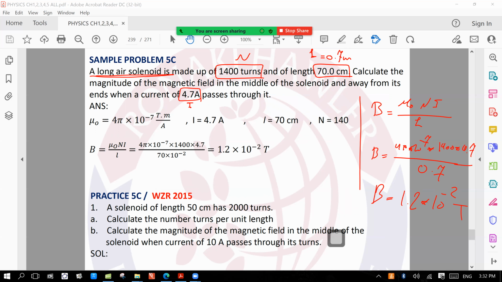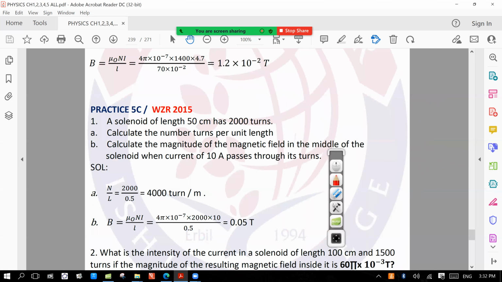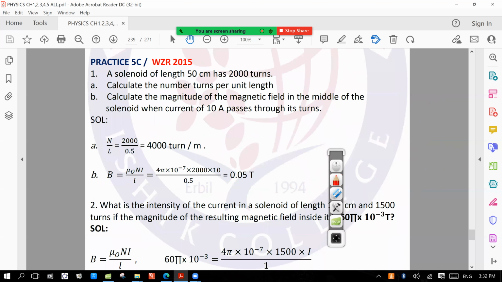Okay, this is going to be the answer of that question. We have another question, by the way. The second one is a two-part question. The second part is quite easy, but for the first part, there's a little note we have to know. It's an auxiliary question. A solenoid of length 50 centimeters.